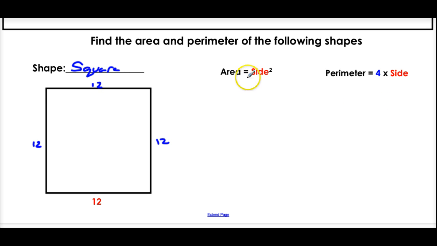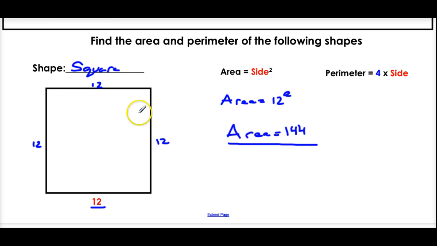Well, to find the area of a square, I just do the side squared. All right, and see why they're calling it squared now? So I do the side, which is 12, and I square it. All right, since my side is 12, I square it. So the area of this would be 144. All right, that is our area. Just the side length, which is 12, squared.